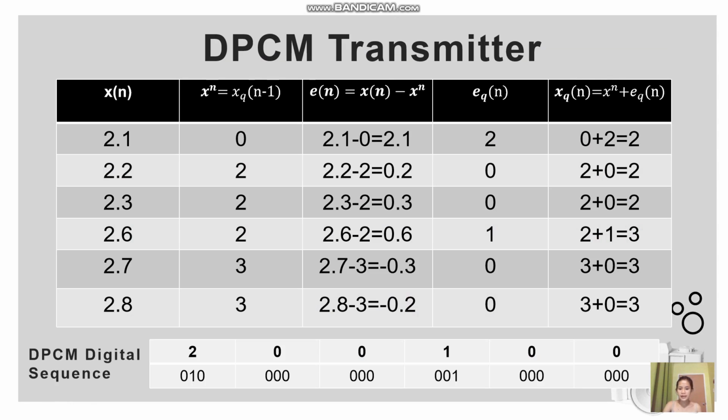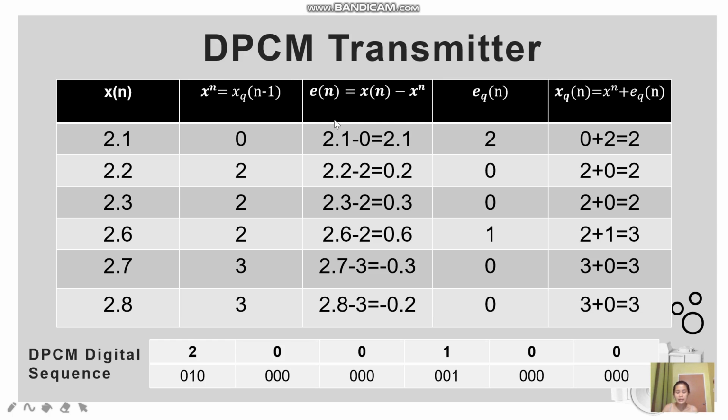Now we have here an example. For my example, I'm going to use these numbers, 2.1, 2.2, and so on and so forth. This will be the sample given. And also, how do we get the x[n], e[n], eq[n], and also the xq[n]? As I have mentioned, the xq[n] is the prediction filter input, and e[n] is the input quantizer.